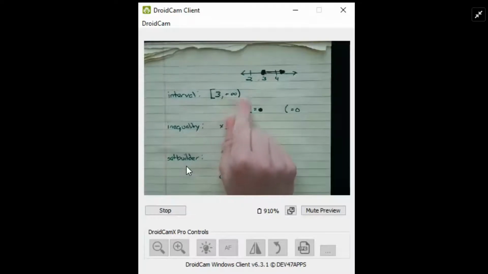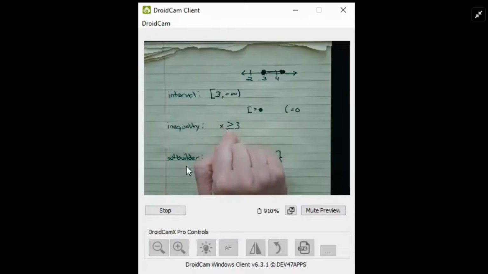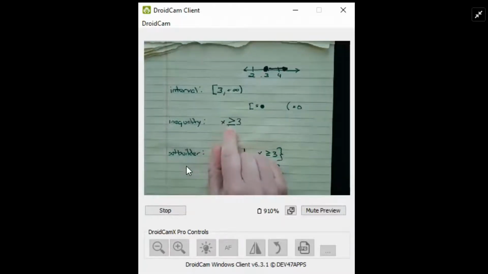Inequality. So the possible answers are anything equal to 3 or anything greater, bigger numbers here than 3. So since it's a closed circle, it can be equal to. So we're going to make it an equal to sign with a little line underneath. And the x's can be greater than, because see, it's going to numbers bigger than. So the bigger side of the inequality, x's can be the bigger one.